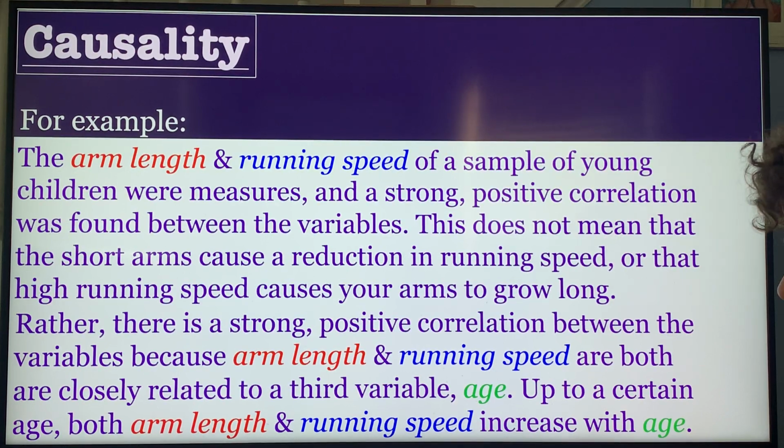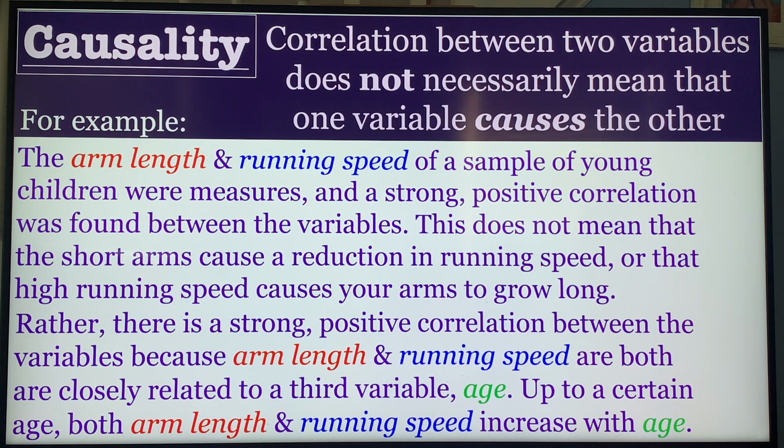Causality. Correlation between two variables does not necessarily mean that one variable causes the other. So there could be a correlation between two things, even though the one is not dependent on the other one. Okay? Here's an example. The arm length and running speed of a sample of young children were measured, and a strong positive correlation was found between the variables.